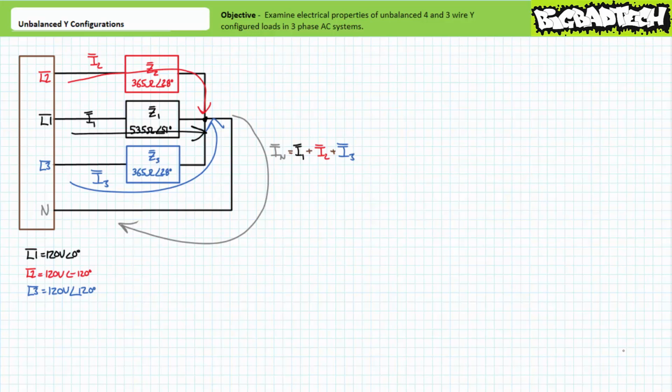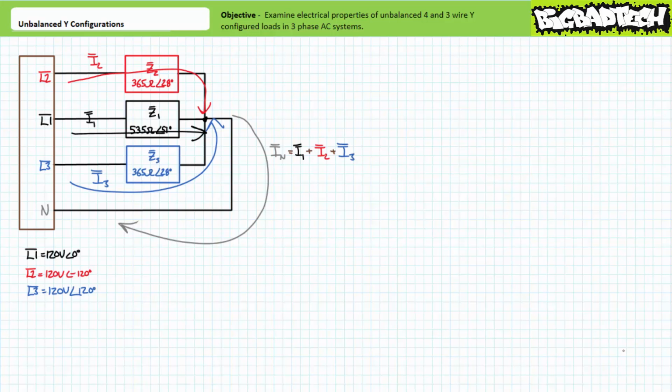For unbalanced conditions, IN still equals the summation of I1 plus I2 plus I3. However, given different current magnitudes and/or phase shifts, we might expect these currents to no longer summate to zero. As such, any degree of imbalance current inside the Y configuration is carried away by the fourth neutral wire.